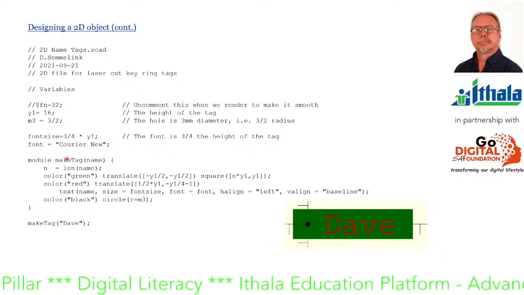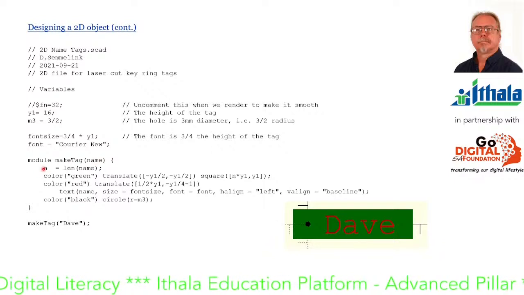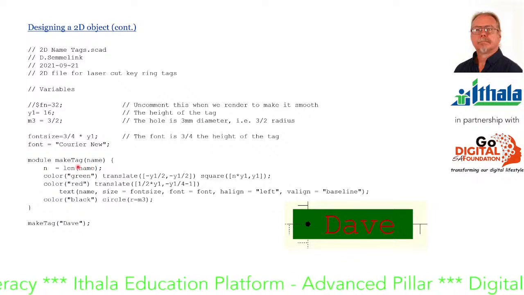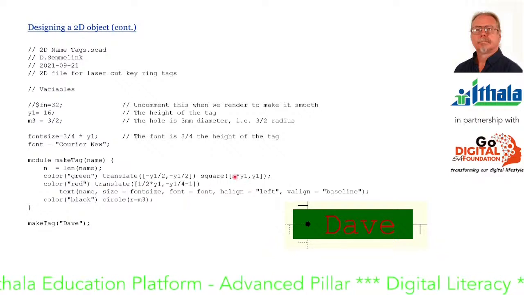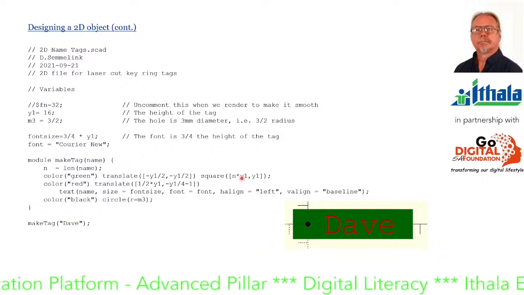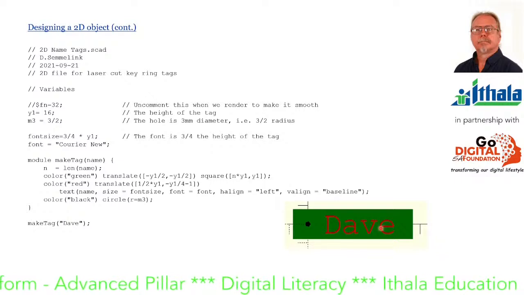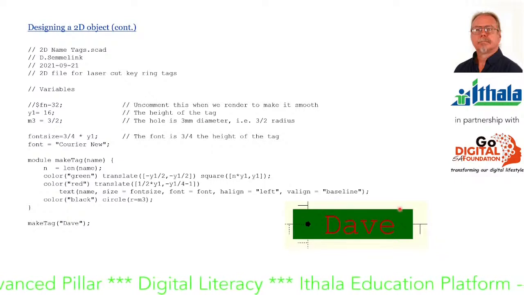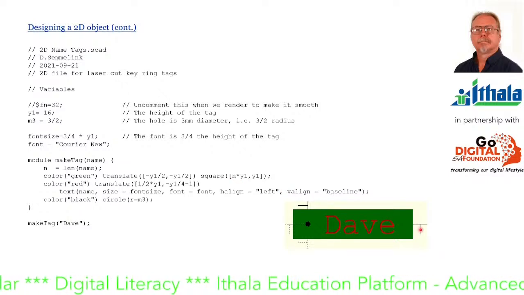Okay, so when we call our module, it's passed the name. We're going to set variable n equals to leng name. So that's the number of characters in name. The rectangle then is going to be n times y1. So the length of the name times the height. This means that if your name is 4 characters long, it's going to make it 4 times the height. If the name is 10 characters long, it's going to make it 10 times the height, so it will be longer.